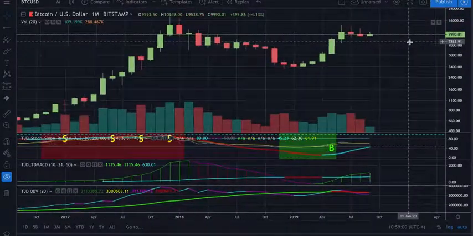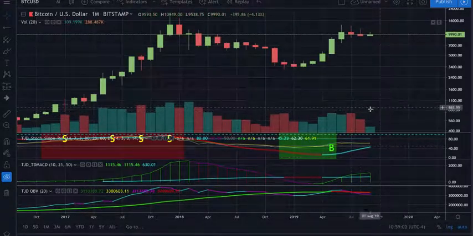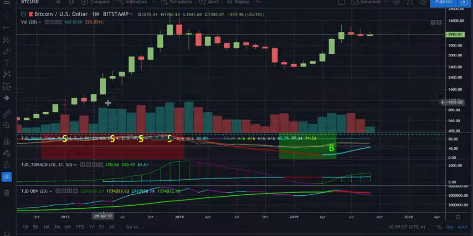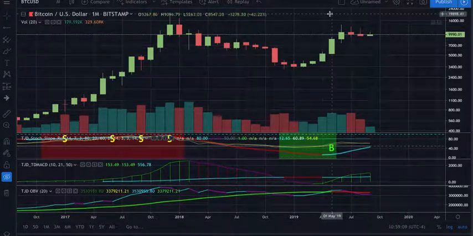But again, that's on the monthly scale. A lot can change before then. We could easily get a big push up. That's all it's going to take is one big candle like this on the monthly scale, and it's going to turn everything right back around.